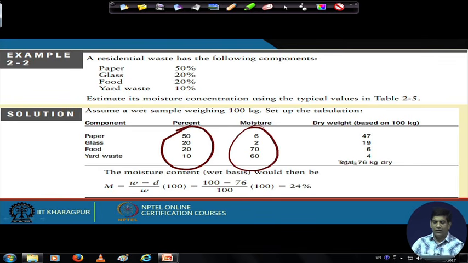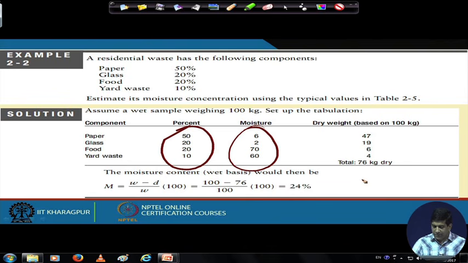One way we can do this is, since we know the moisture content, we can calculate the dry weight based on 100 kg. So if 6% is the moisture and 50% is the paper, out of 100 kilograms of total weight we'll have around 47 kilograms of dry paper. Similarly for glass, food waste and yard waste. So if 76 out of 100 kg is dry, that means 24 kg is the moisture. Since we are working with 100 kg, the moisture content becomes 24%.